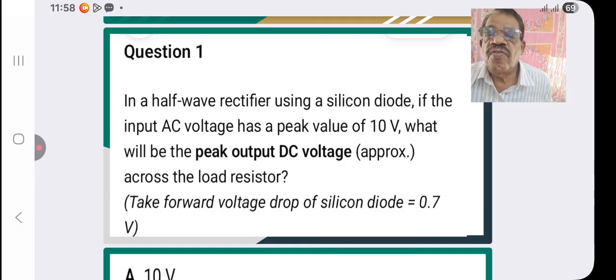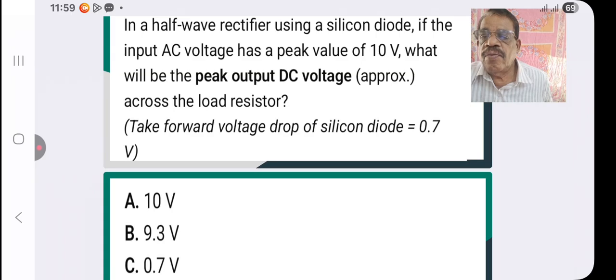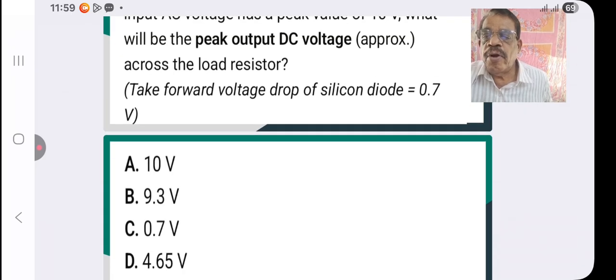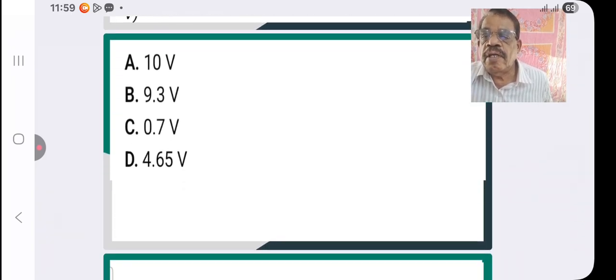In a half-wave rectifier using a silicon diode, if the input AC voltage has a peak value of 10 volt, what will be the peak output DC voltage across the load resistor? Take the forward voltage drop of silicon diode as 0.7 volt. For a germanium diode it is 0.3. Here it is 0.7. A 10 volt, B 9.3 volt, C 0.7 volt, D 4.6 volt. Here the answer is 9.3 volt because this is a half-wave rectifier.